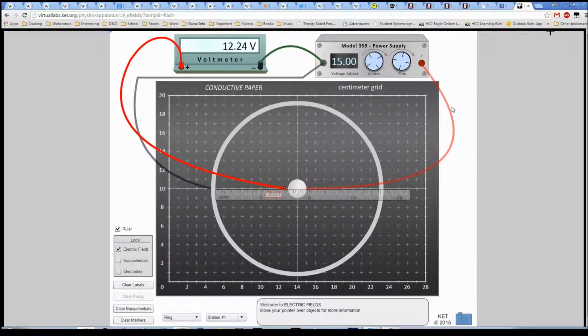You can set down points for your measurements by pressing the M key. So we just go along setting down our points for our data. And if we mouse over these points with the voltmeter, we have our voltage.